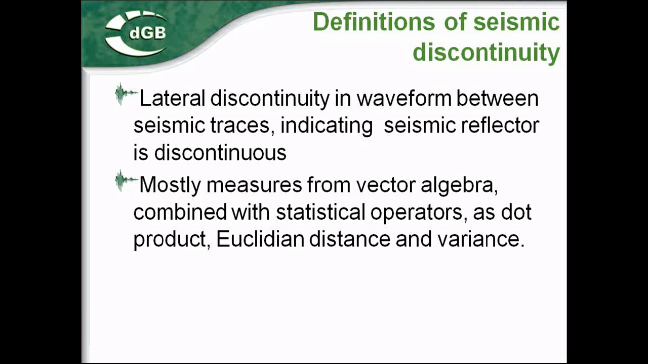The definition of seismic discontinuity, mostly, is a lateral discontinuity in local waveform between two seismic traces. So you look a few milliseconds up and a few milliseconds down, say 5, 10, 20 milliseconds up and down. If there's a lateral discontinuity between waveforms, it indicates that the seismic reflector is discontinuous, and geologically, it means that your strata are discontinuous at that location, which could mean a fault or an incision, erosion.